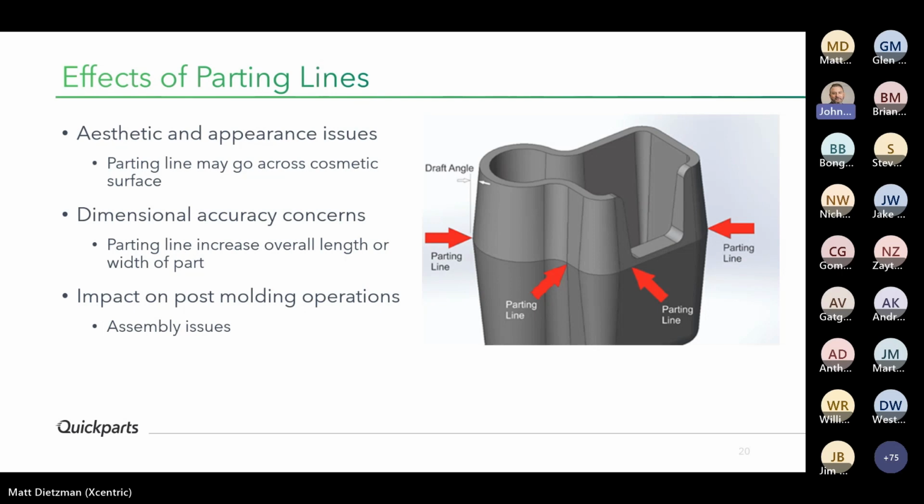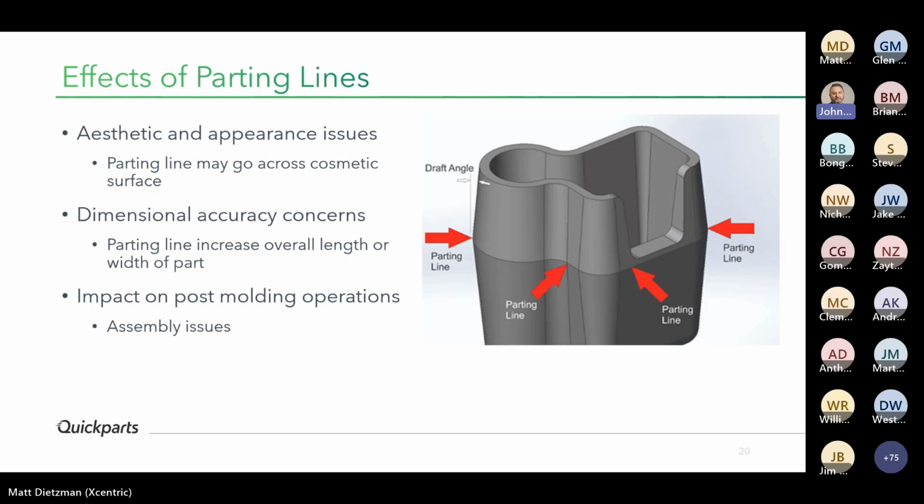Parting line is going to add some dimension to the part. You're going to get a small amount of plastic, typically no more than 5/1000ths of an inch. But if you have a really tight part, maybe mating parts that fit one inside the other, that could cause some issues on your stack up. And then, as I mentioned, the assembly issues that come from the dimensionals.